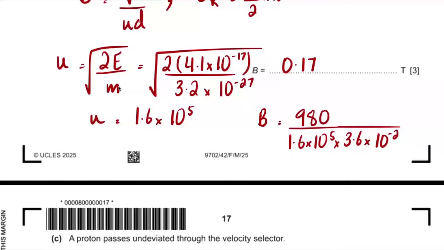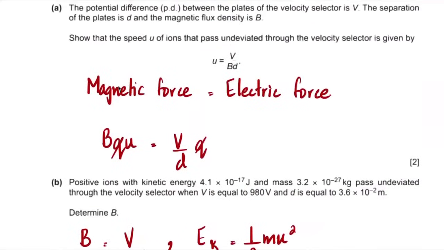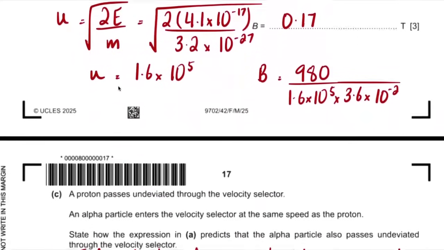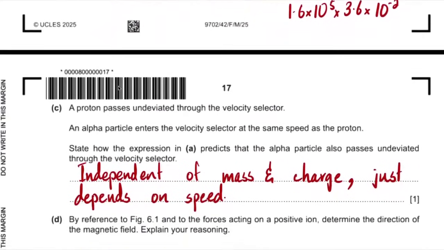So because I do not see mass or charge anywhere in this expression, I know it doesn't depend on mass or charge. It just depends on speed and the voltage and the magnetic flux density and the distance, right? So it doesn't depend on anything else. So that's the idea here.